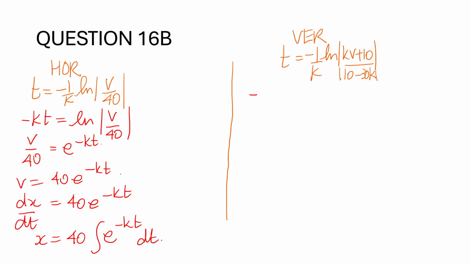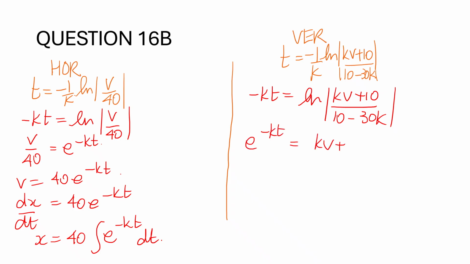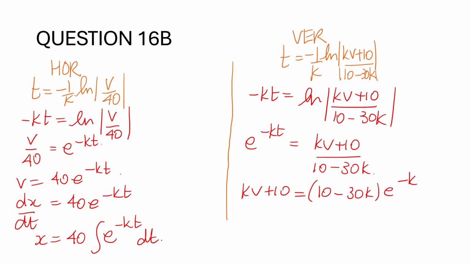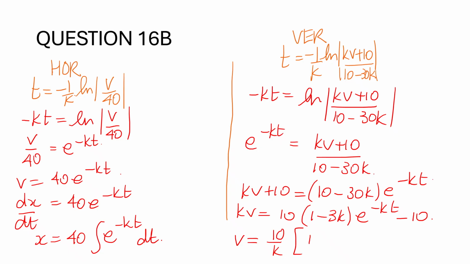And vertically, -kt is equal to ln((kv plus 10) on (10 take 30k)). e to the -kt is (kv plus 10) on (10 minus 30k). kv plus 10 is equal to (10 minus 30k) e to the -kt. kv is equal to, let's take this 10 out, 10(1 minus 3k) e to the -kt, take 10, and so v is equal to 10 on k, (1 minus 3k) in brackets e to the -kt, take 1.